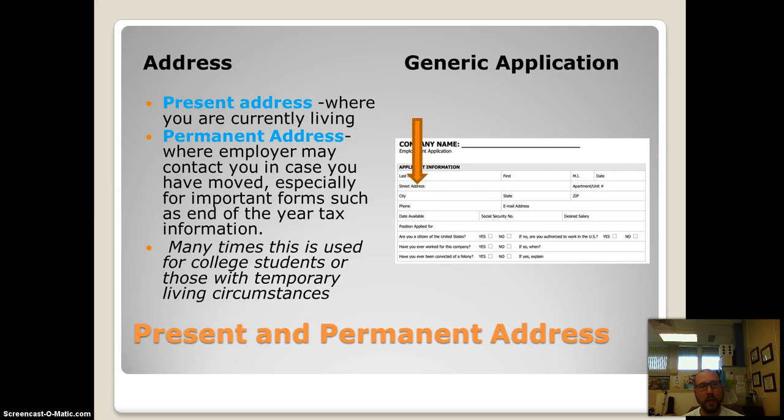So let's say you go away to college at UCLA or something. You're not going to put the permanent address, the place that you're at in UCLA. You're going to put probably your parents' place. So you want to keep that in mind as far as different types of addresses.